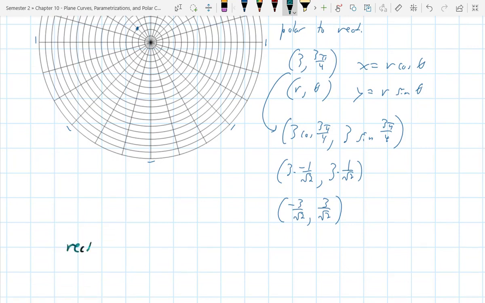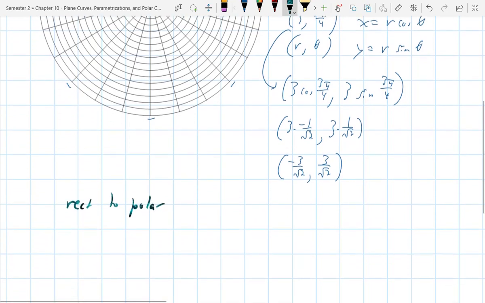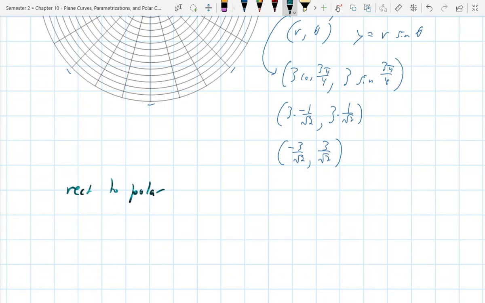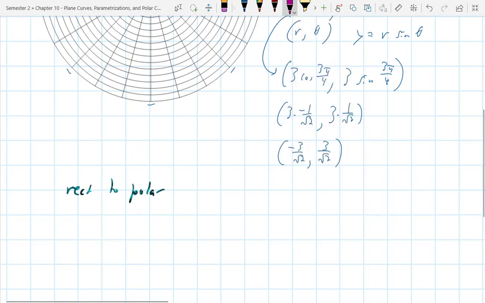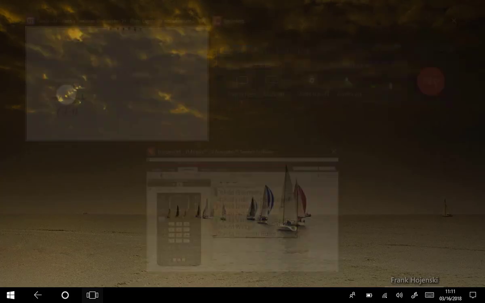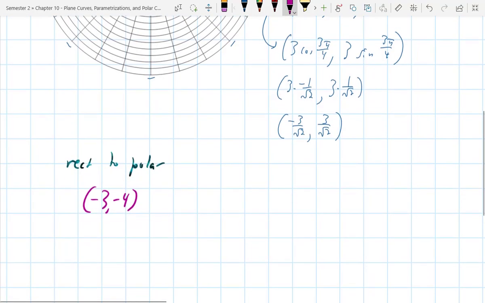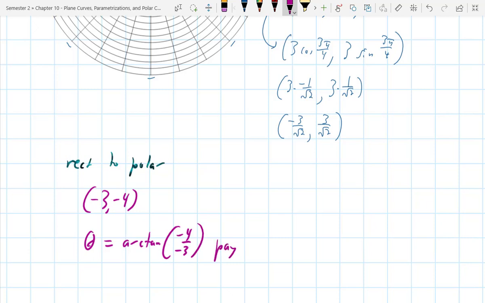Okay, rectangular to polar. Let's go with a pen that is not all fuzzy. Negative 3, negative 4, and I want to take that to polar. Don't you just do... So the angle, yes you do. The angle you get from the arctangent, and you have to pay attention to the angle. So the angle is equal to the arctangent of negative 4 over negative 3. But you have to pay attention to quadrant.